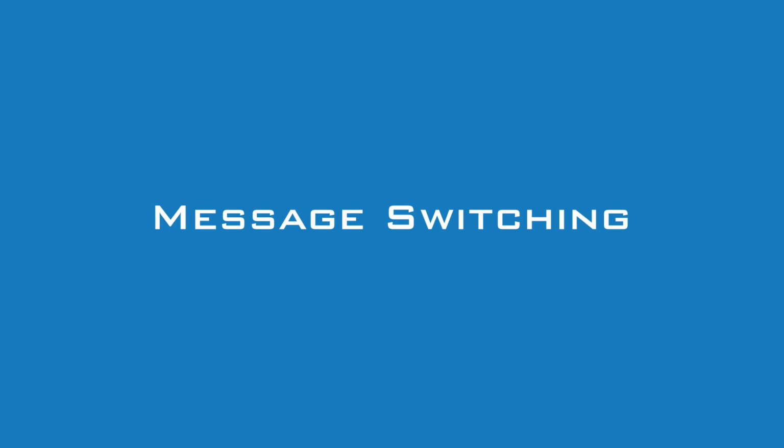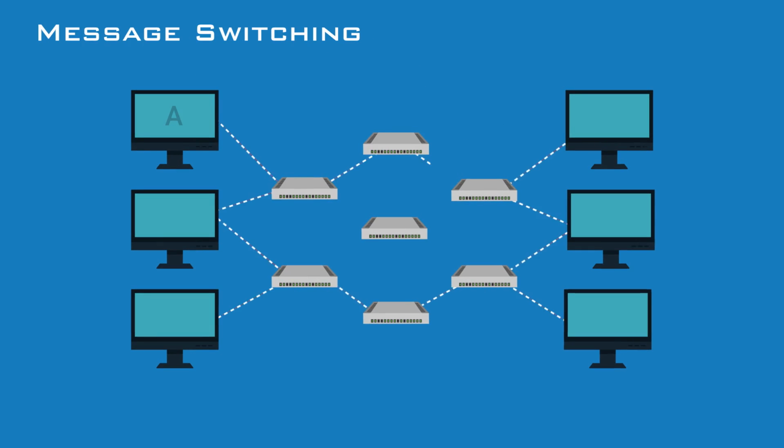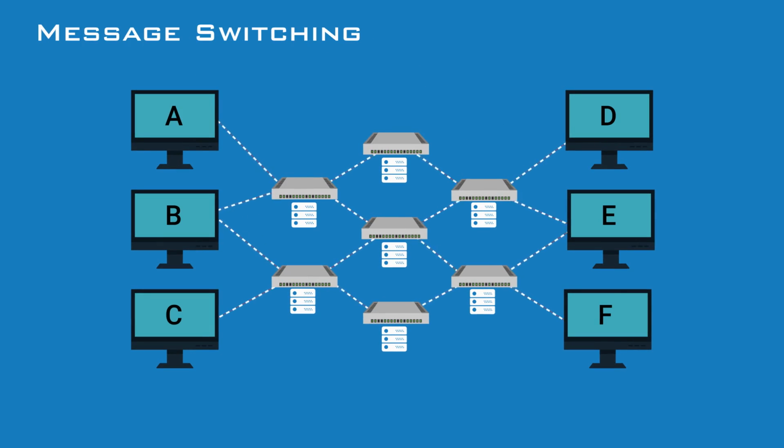In message switching, all the switching stations are given sufficient storage. We can call them buffers. During the transmission, every switch in between the source and destination stores the entire message, and forwards it from node to node. This phenomenon is called store and forward.